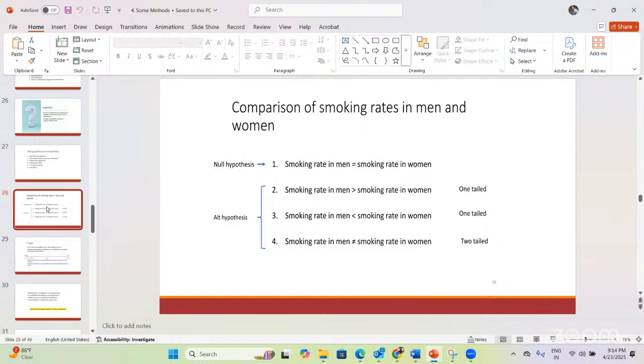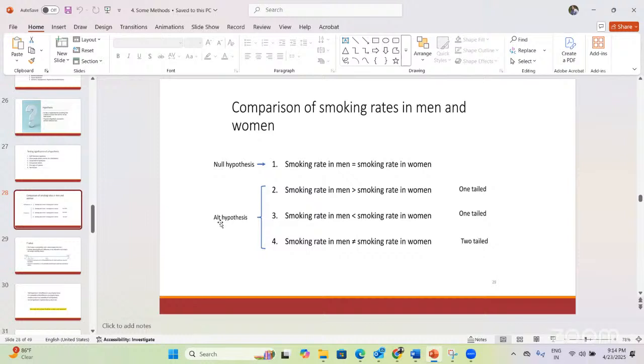There are mainly three types of hypothesis. One is the null hypothesis. In our smoking study, the null hypothesis we can consider is that the smoking rate in males is equal to the smoking rate in females or women. The alternative hypothesis can be not equal to, maybe greater than, or maybe less than. Whenever the not equal to case comes, the smoking rate in males is not equal to the smoking rate in women, it is called a two-tailed case.